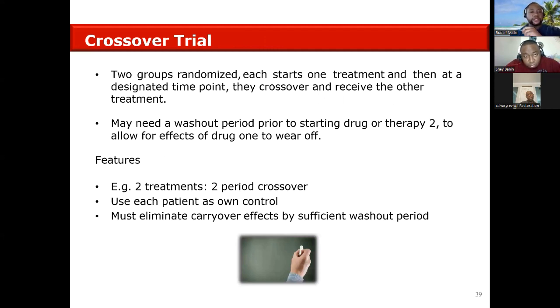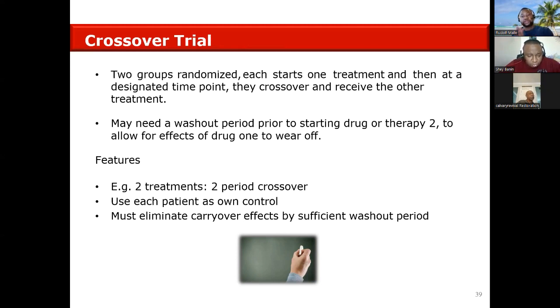Crossover trials. So we have two groups randomized. Each starts with one treatment and then at the designated time point, crosses over to another treatment. So typically what happens here is that a study will begin. The sponsor may plan that the study will start and run for like 1 year. And when that study terminates, the patients will now move out to the next study. So that's called a crossover design.